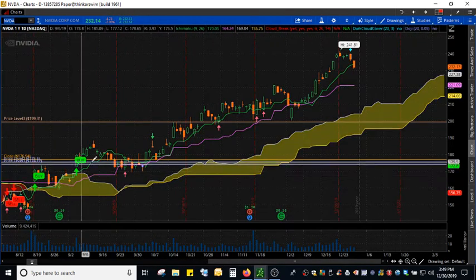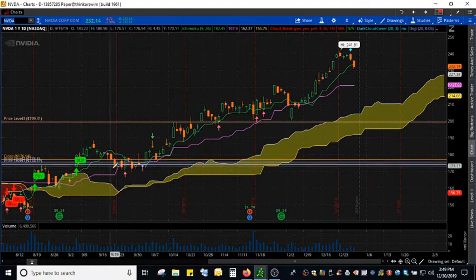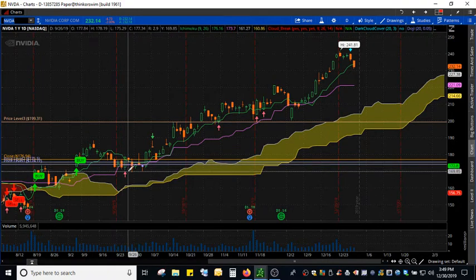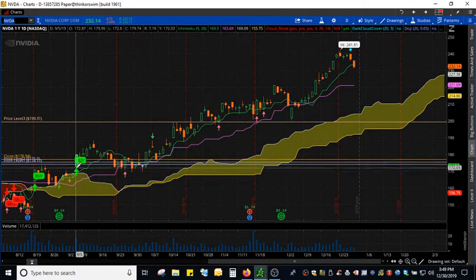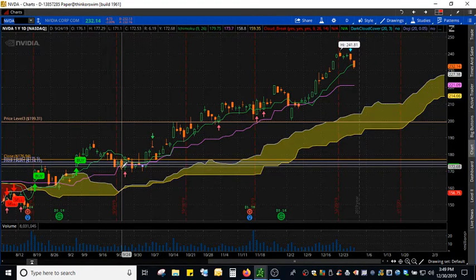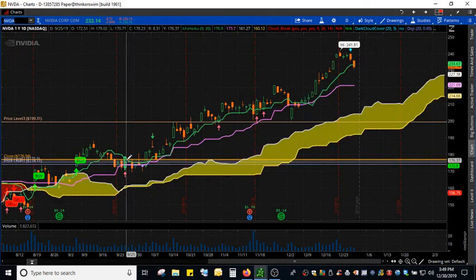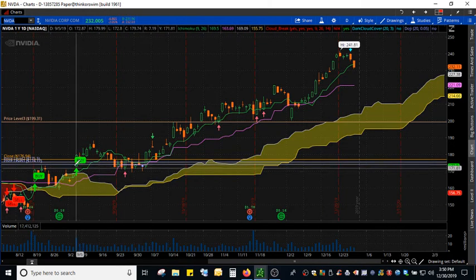Same thing with Nvidia. Yeah, you could have got in here and stopped out right here, but the nice thing about Ichimoku, you could have entered here, stopped out right here, but once the price pops back above the red line, which would have been here, you had a bullish engulfing. On this entry, even with this entry, I probably would have given it more room.